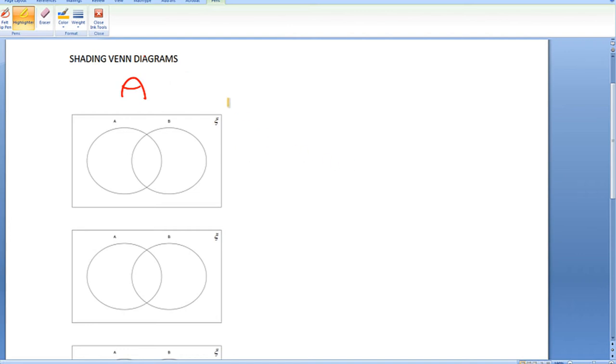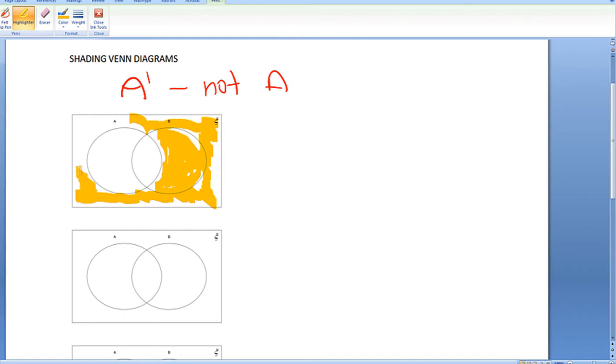I'll only need one Venn diagram to do this next example. This is A complement. This basically is not A. Now how do we highlight that? Well, this is A here, so not A will include the elements in B only, but it'll also include all of this area outside the Venn diagrams, the elements that aren't in either A or B. So that's all of those elements there. We just highlight everything not including A.